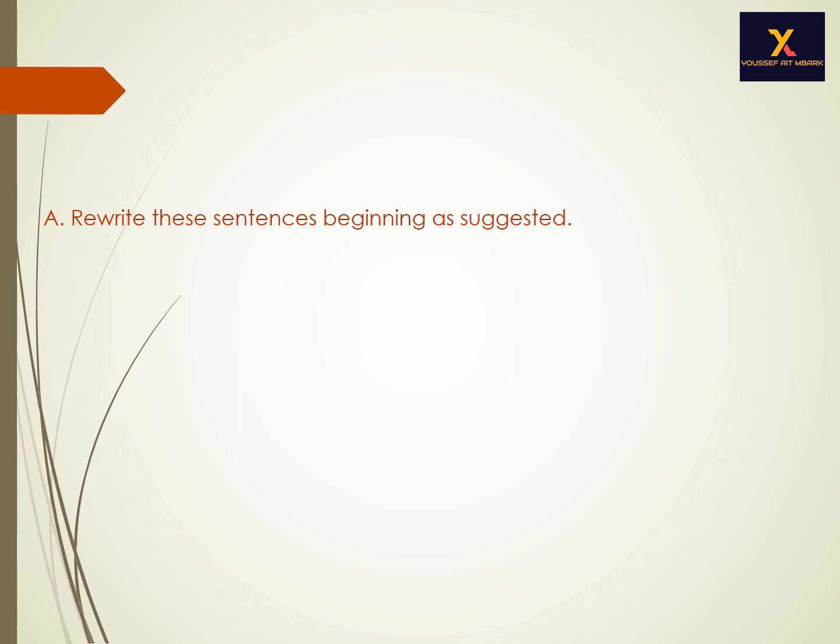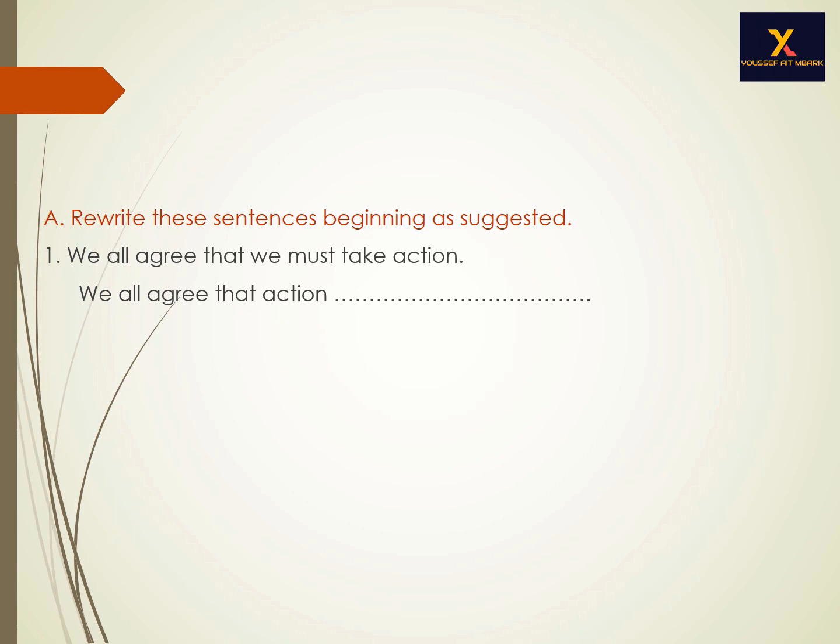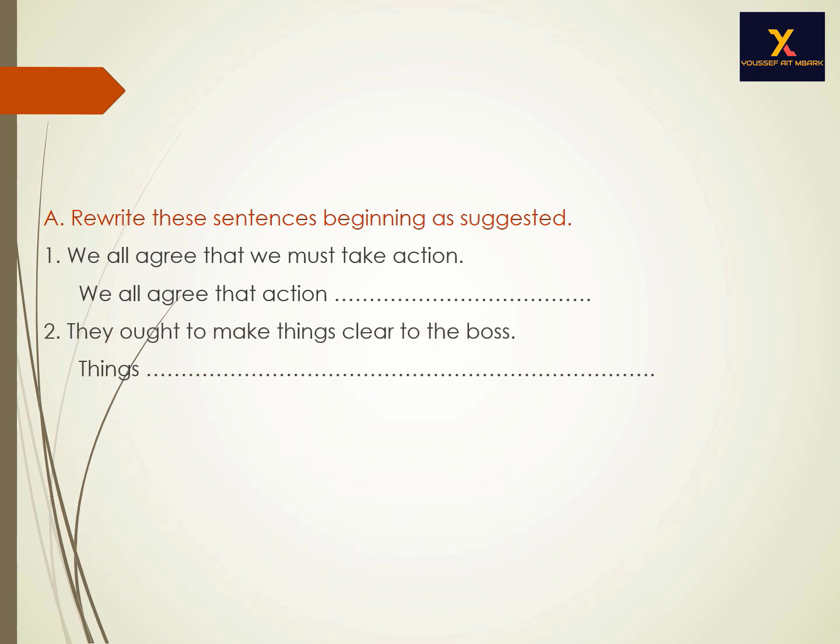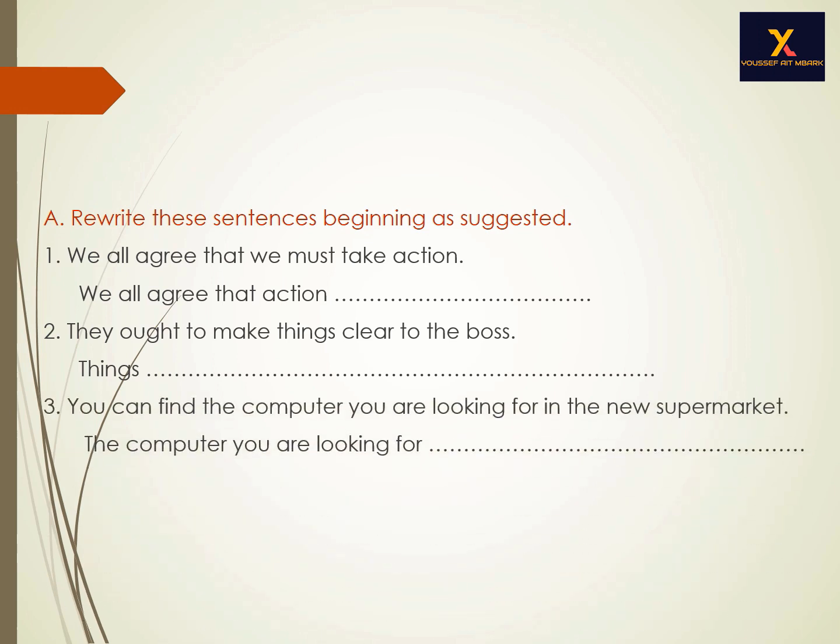Exercise A. Rewrite these sentences beginning as suggested. Sentence 1. We all agree that we must take action. We all agree that action. Number 2. They ought to make things clear to the boss. Things. Number 3. You can find the computer you are looking for in the new supermarket. The computer you are looking for. You have 5 minutes to do the exercise, and then you have to compare your answers to the answers which are in this video.